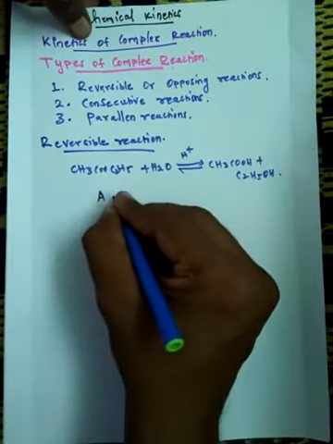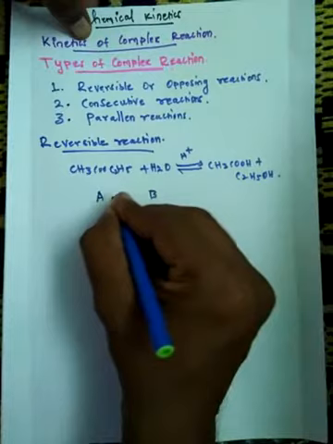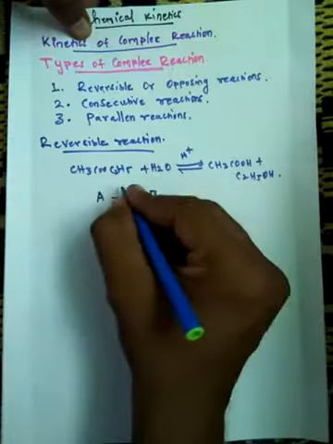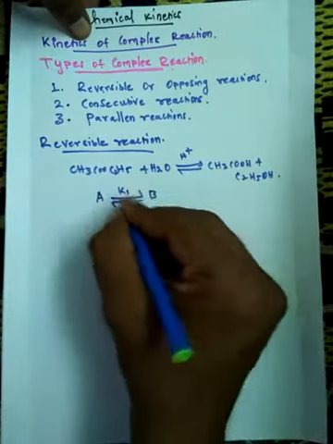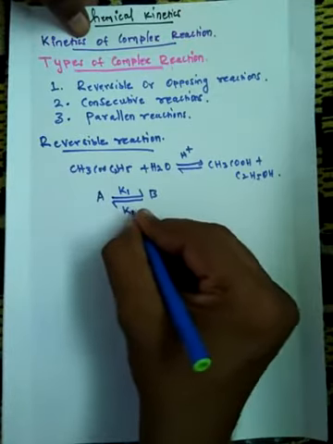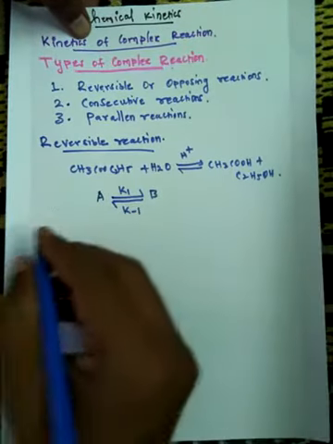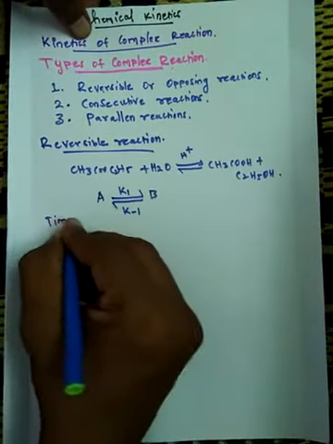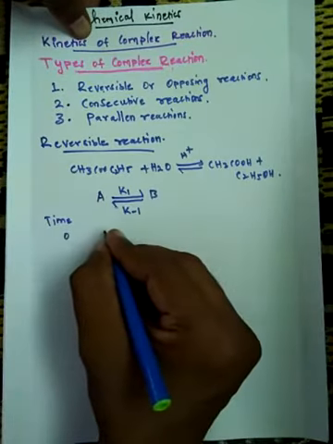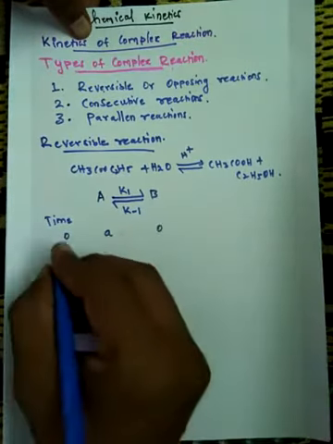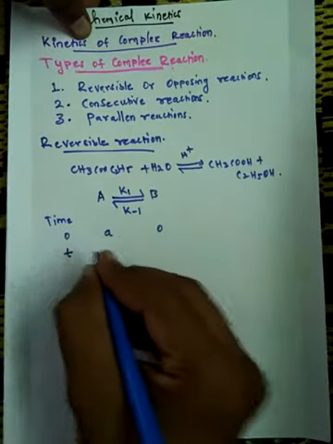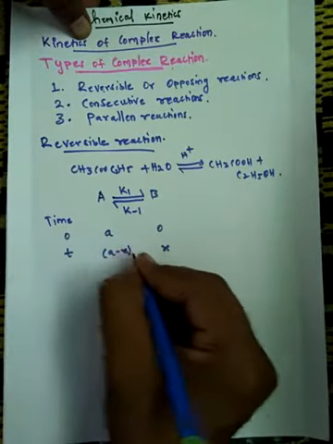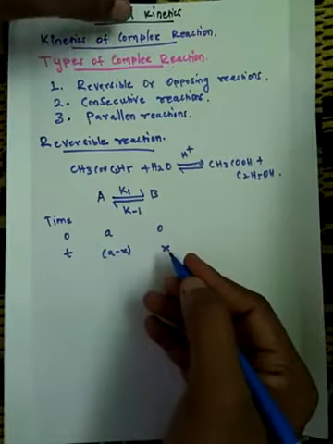See, I'll take A converted into product. We say this is a reversible reaction. A is converted into B. The forward reaction rate constant is K1, and for the reverse reaction the rate constant is, let me write, K inverse. At time 0, the reactant concentration is A, product concentration is 0. After some time, let me say t, the product concentration is x and the reactant concentration is A minus x. The unreacted molecule will be A minus x.